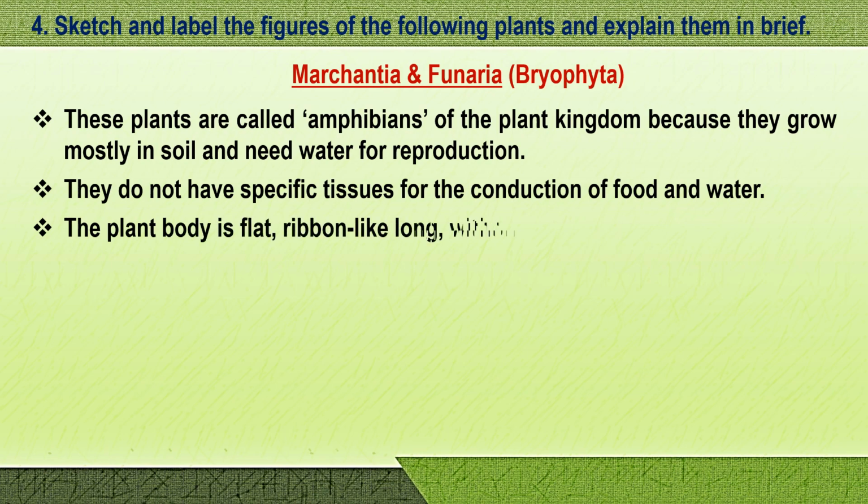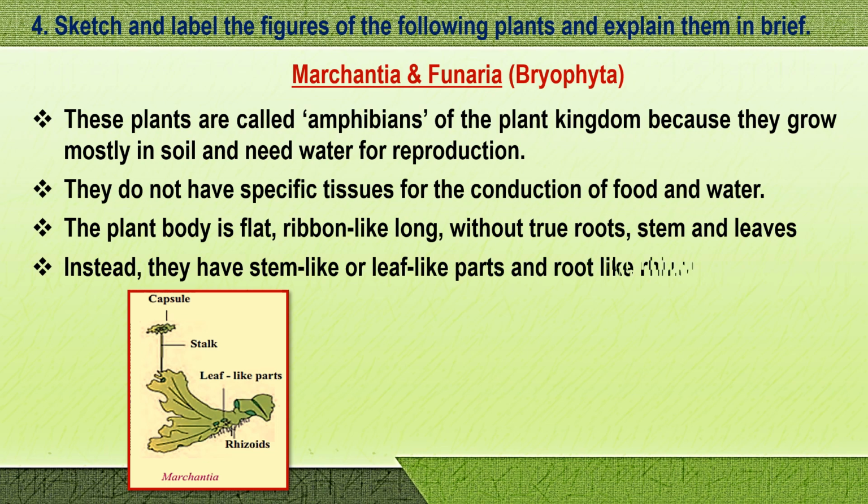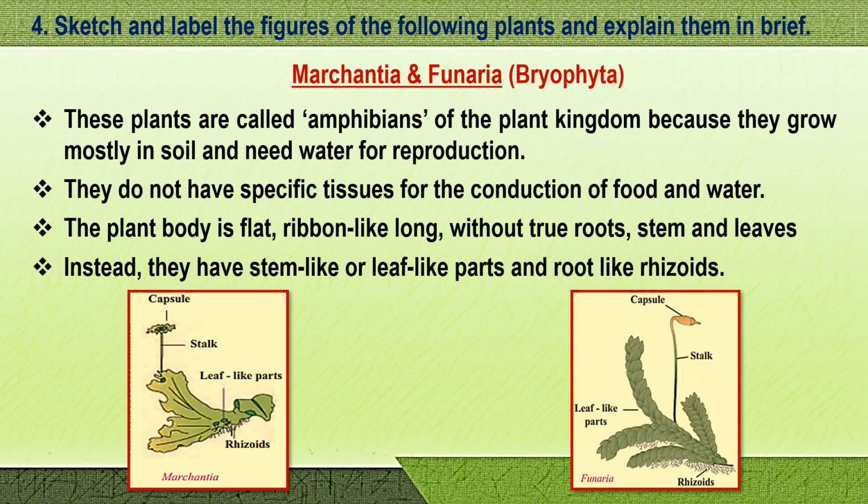The plant body is flat, ribbon-like, long, without true root, stem and leaves. And this is the figure of Marchantia. Instead, they have stem-like or leaf-like parts and root-like rhizoids. You can see in the diagram of Funaria, small hair-like structures, which hold the place where they are growing, and those structures are called rhizoids.